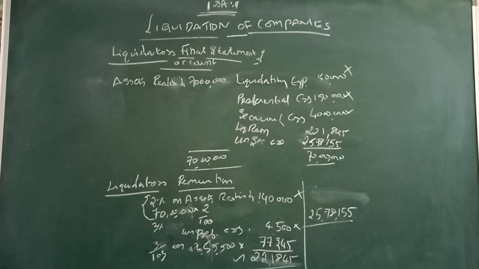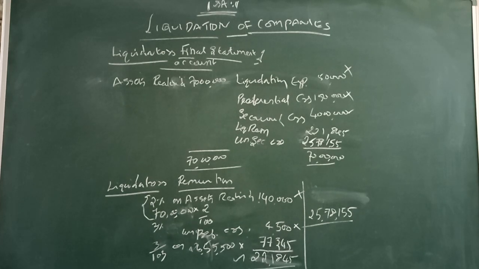Actually, we should know two sets of information. One is preparation of the statement of deficiency account, and another one is preparation of the liquidator's final statement of account. As far as our syllabus is concerned, we only have the liquidator's final statement of account. So now let us see how to prepare the liquidator's final statement of account.